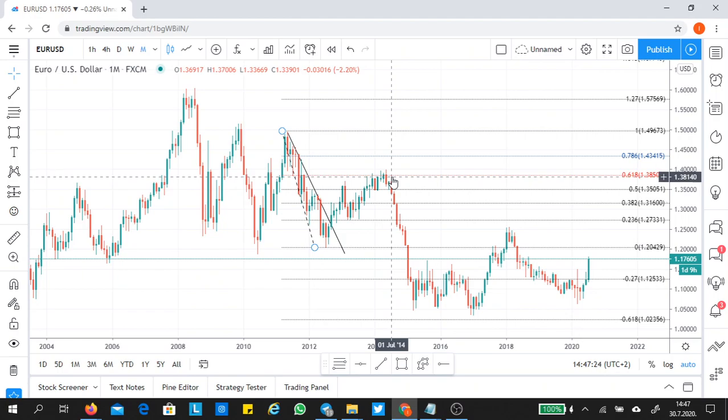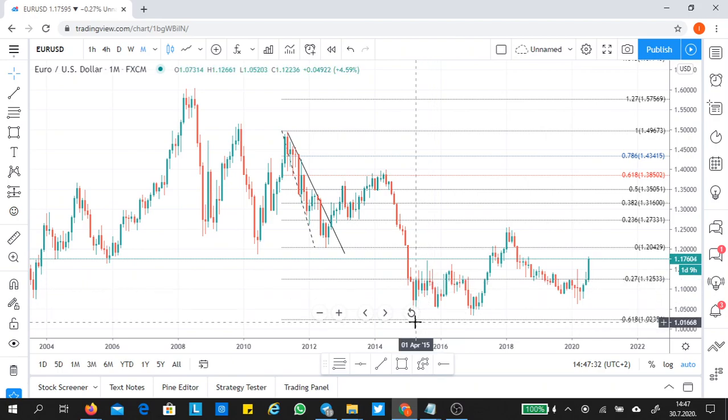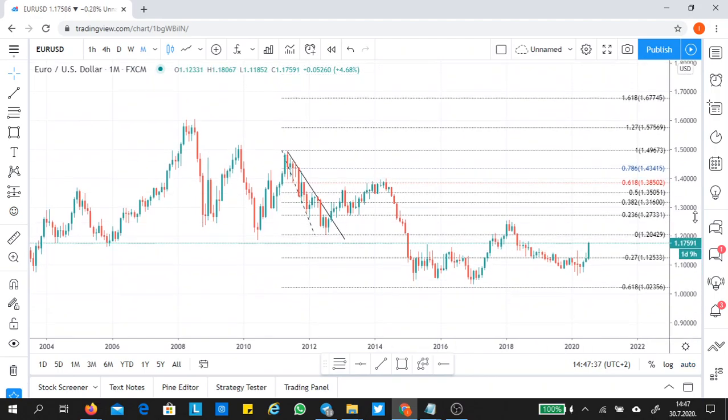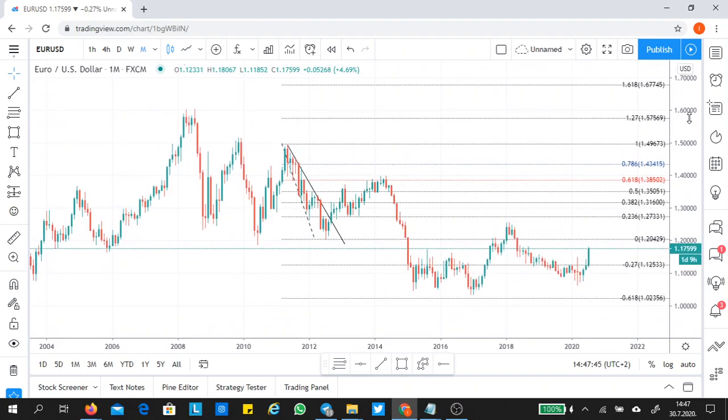And the usual targets are the minus 0.271 or 0.618. This is the opposite of these targets, so 1.27 and 1.618, which are the Fibo extensions, but in the opposite way. You can see here the structure, let's say, which is called a W, which I will explain later.